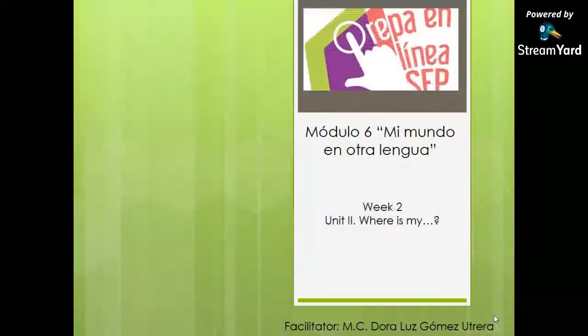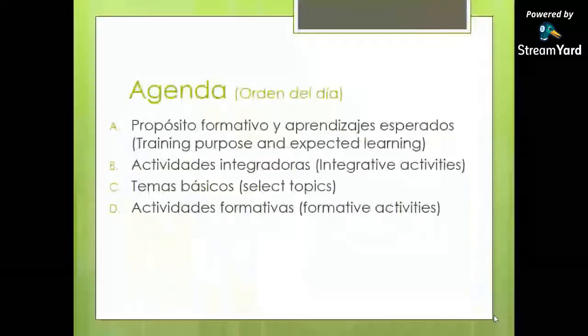So, I was telling you that here we are starting the session number 2 because we are on week number 2. We are seeing the unit number 2, Where is Mine? For this session, we have the next agenda: training purpose and expected learning, some instructions about the integrative activities. Also, I want to share with you some selected topics that are very important in order you can do your English. And finally, I want to mention the formative activities that you need to work on.